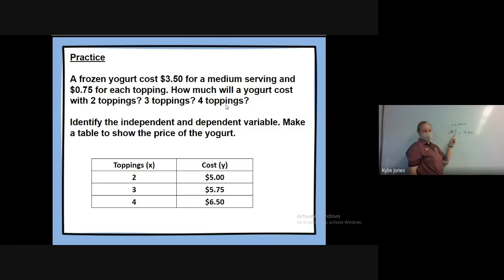But is the yogurt pretty much like ice cream though? Frozen yogurt is kind of like ice cream, it's just healthier.